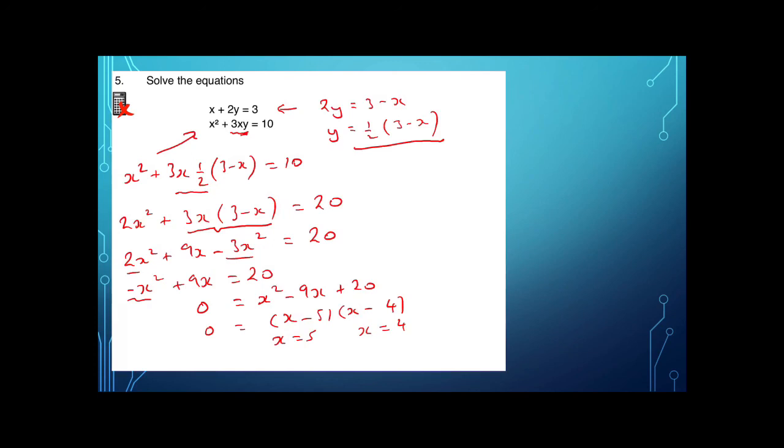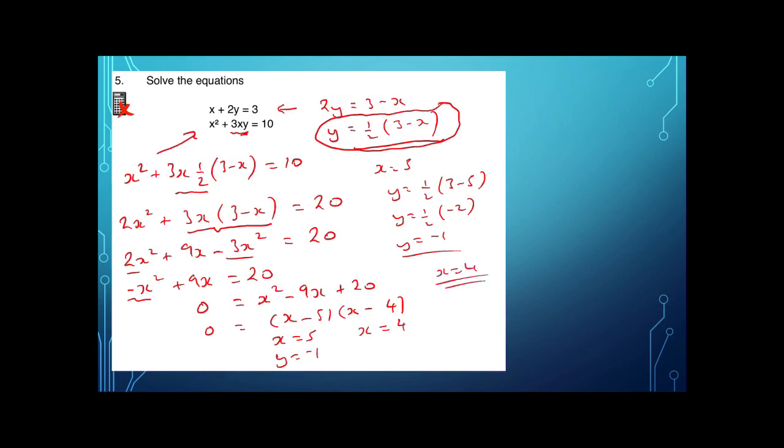Okay, I'm going to use this here to find the corresponding values of y. So when x is equal to 5, y equals a half 3 minus 5, which is a half of negative 2, which is negative 1. So y is negative 1. And then when x is equal to 4, y equals a half 3 minus 4. And 3 minus 4 is negative 1, so negative 1/2. So y is equal to negative 1/2.